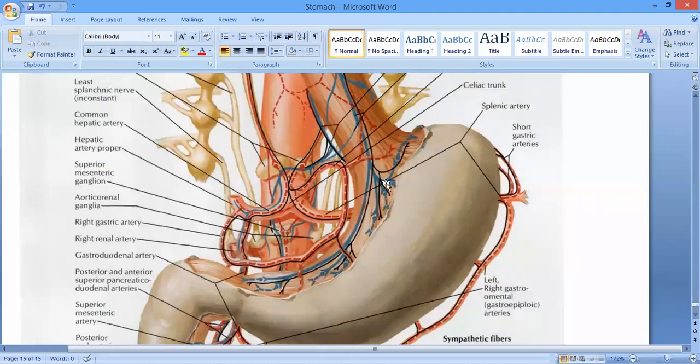So the anterior vagal trunk is going to spread over the anterior surface of the stomach, and here it gives a big branch called the hepatic branch. The hepatic branch is of course going towards the left, and this hepatic branch is going to give the pyloric branch to the pylorus.